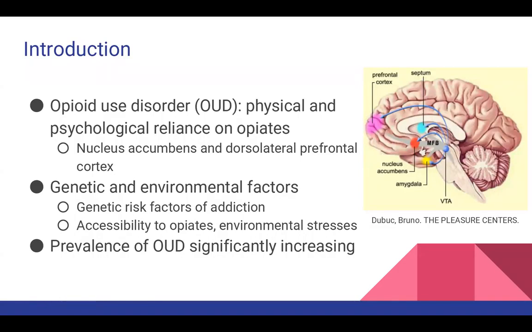Opioid use disorder is a chronic physical and psychological dependence on opiates, leading to clinically significant impairment or distress. Biologically, it's characterized by a rewiring of the brain's pleasure centers, shown here.